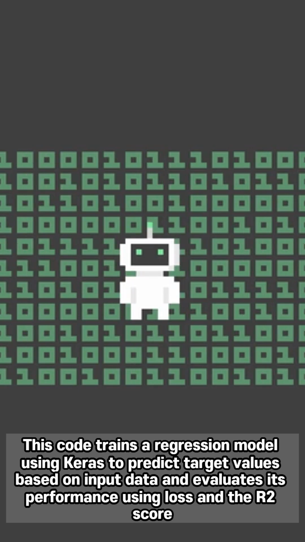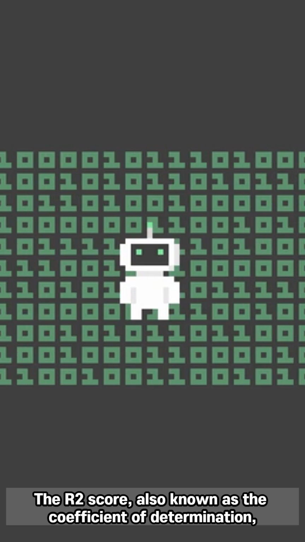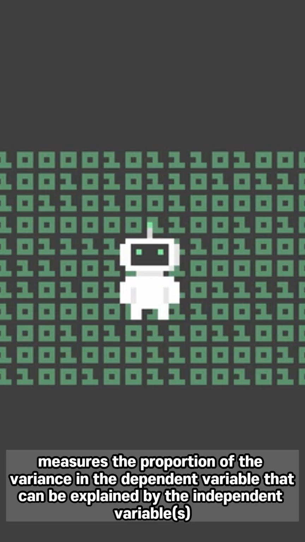This code trains a regression model using Keras to predict target values based on input data and evaluates its performance using loss and the R2 score. The R2 score, also known as the coefficient of determination, measures the proportion of the variance in the dependent variable that can be explained by the independent variables.